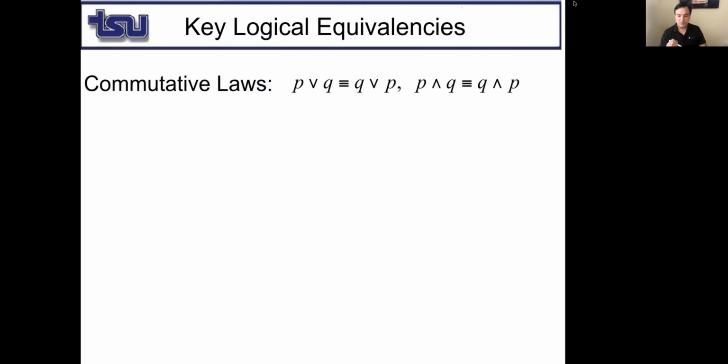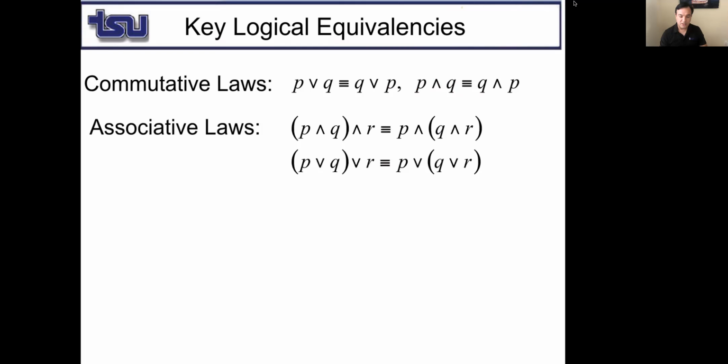Okay, so this is commutative laws. Whether P or Q or Q or P are obviously the same. P and Q or Q and P are the same. Associativity laws, this is important.